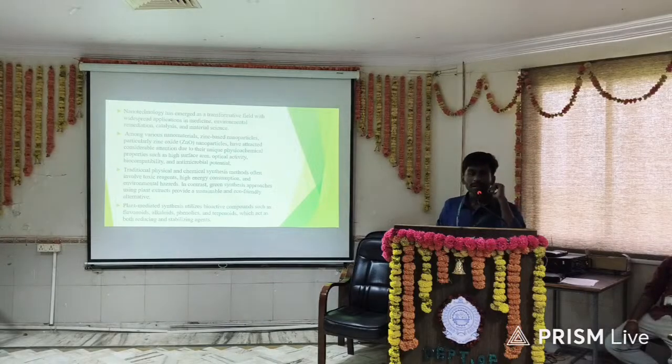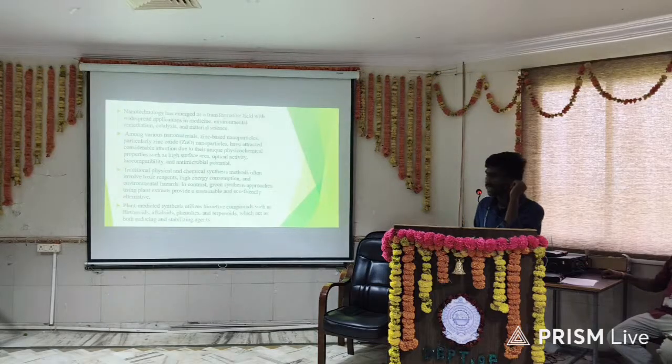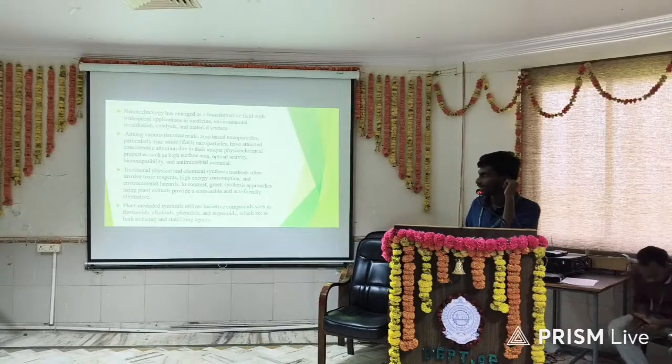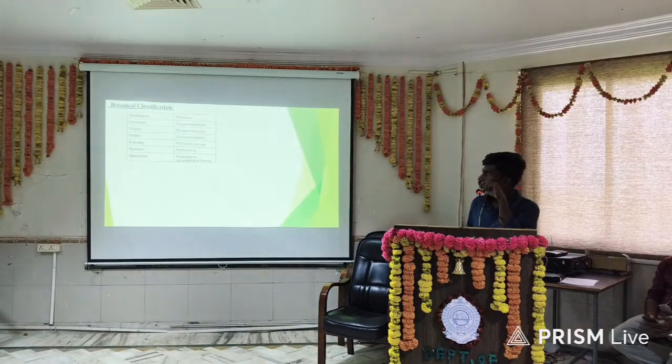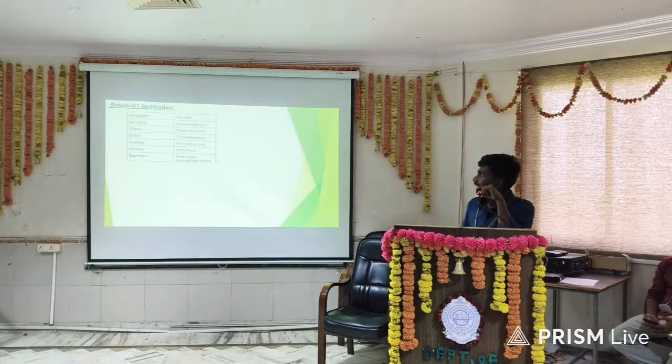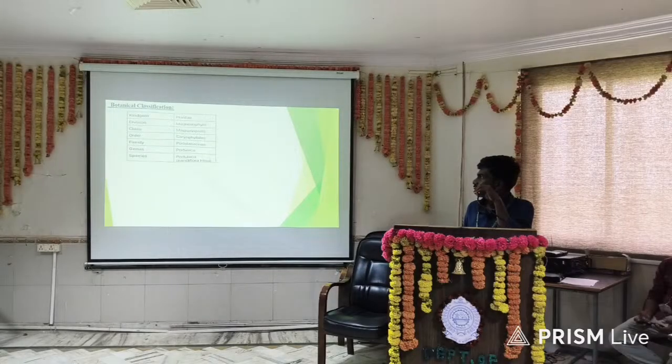Nanoparticles are particles within the size of 1 nanometer to 100 nanometers. They enhance quantum effects, and as catalysts the reaction rate increases. Botanical classification: Kingdom is Plantae, division is Magnoliophyta, class is Magnoliopsida, order is Caryophyllales, family is Portulacaceae, genus is Portulaca, species is Portulaca grandiflora Hook.